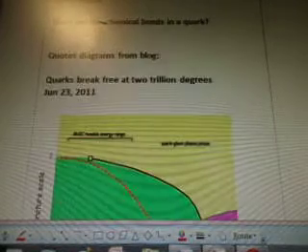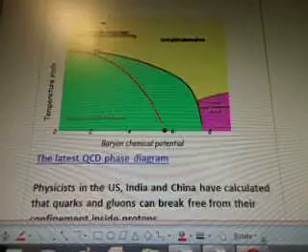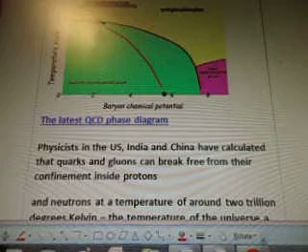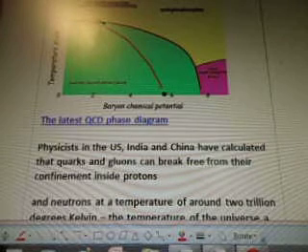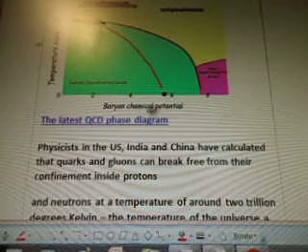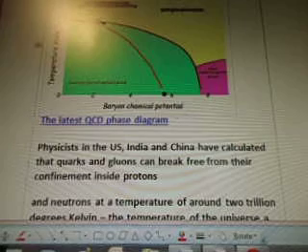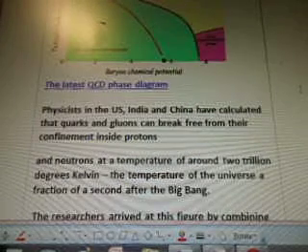My thoughts: what are the chemical bonds in a quark? Quote diagrams from blog: Quarks break free at 2 trillion degrees, June 23, 2011. So this is the RHIC tunable energy range, quark gluon plasma phase, and it shows a baryon chemical potential and temperature scale. That's the latest QCD phase diagram.